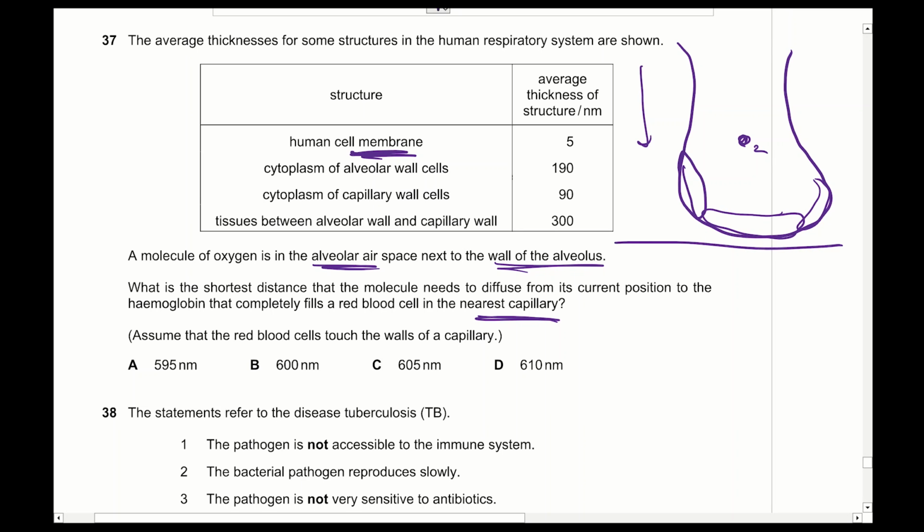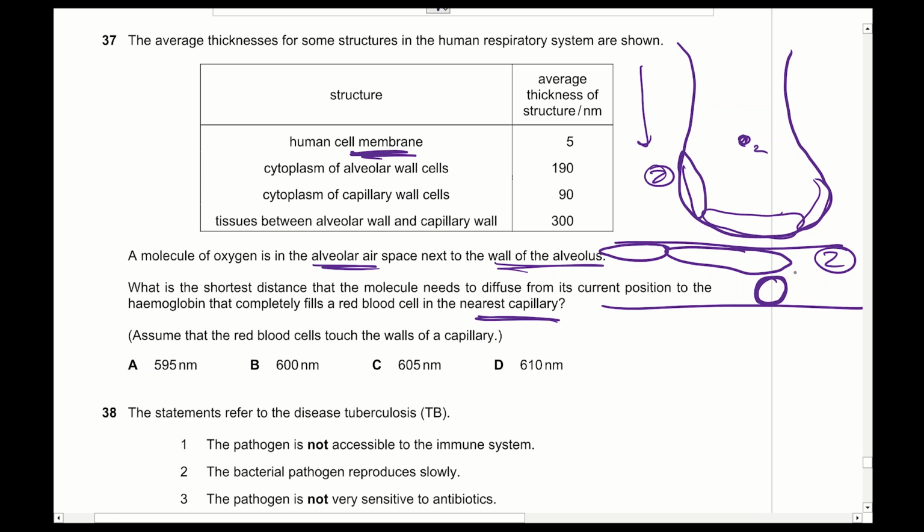And now here, we have the capillary. We know that the capillary is made of endothelial cells. Endothelial cells also have two membranes. So once the oxygen passes through the two membranes of the squamous epithelium inside the alveoli, it's going to pass through the two membranes in the endothelium in the capillary. So two here and two here. Now, here is the red blood cell.